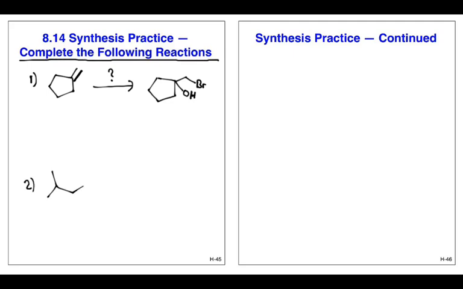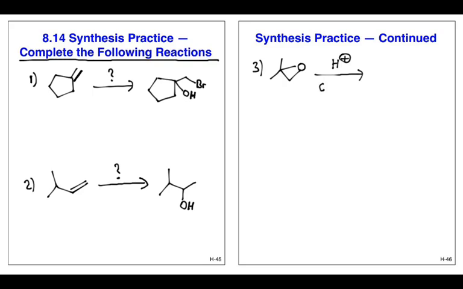For the second reaction, starting with an olefin, I want you to figure out the reagents. These reagents can be multiple steps, 1 or 2 sometimes. For example, if you're doing epoxide formation and then opening of the epoxide, that would be 2 reagents. And then here is another one, where we're going from the epoxide and using H plus and methanol, and I'd like you to figure out what the product is.